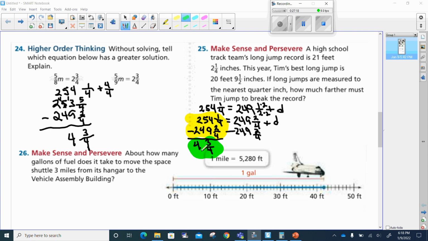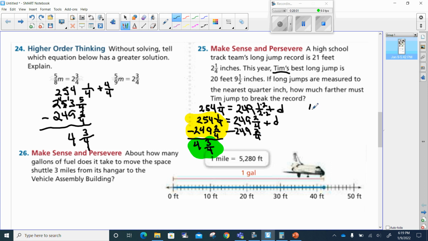Now remember, this answer is what Tim would have to do in order to match the long-term record. But remember, he's trying to break it, right? To break the record, which means he's going to have to go farther. So since we're measuring everything to the nearest 1/4 inch, he's going to have to add a 1/4 inch to go ahead and do that.